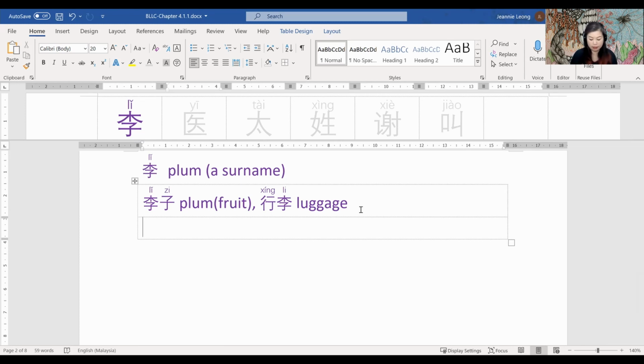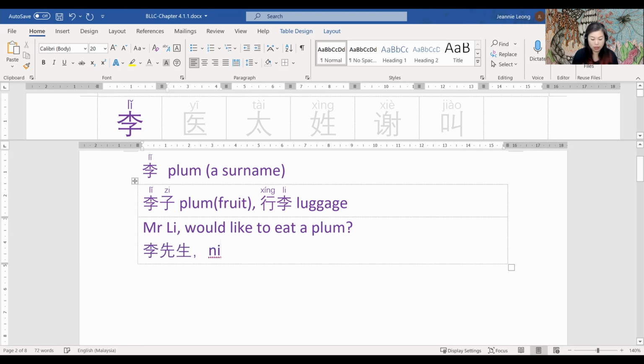So I can say, Mr. Li, would you like to eat a plum? In Chinese, that would be 李先生，你要吃梨子吗? Because it's a question. Oops, now that's the wrong 李. So let's fix that. The one I want is 李先生，你要吃梨子吗?